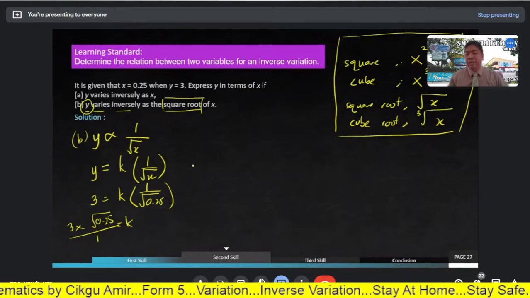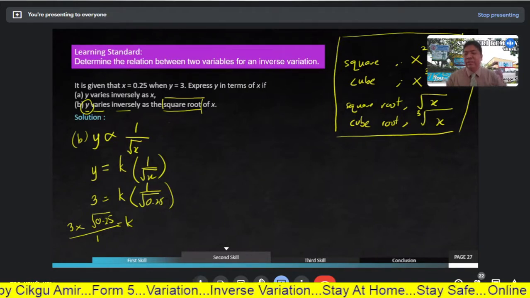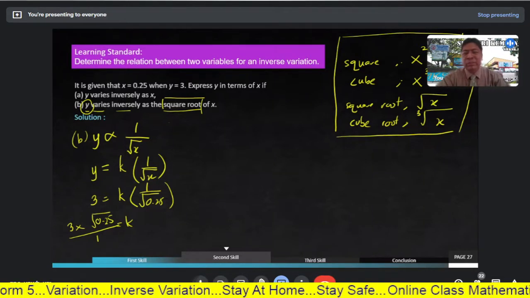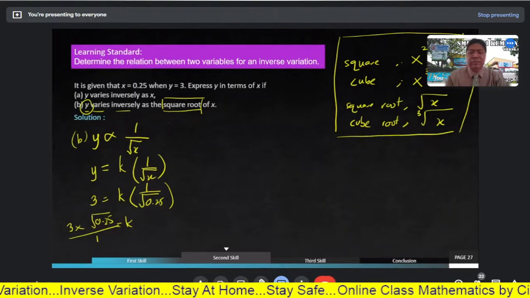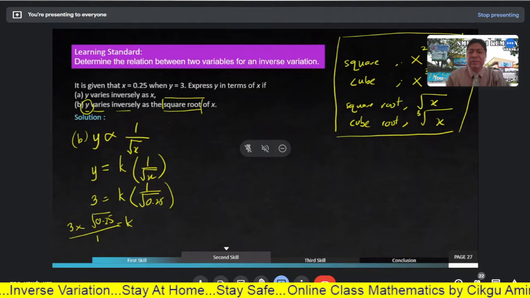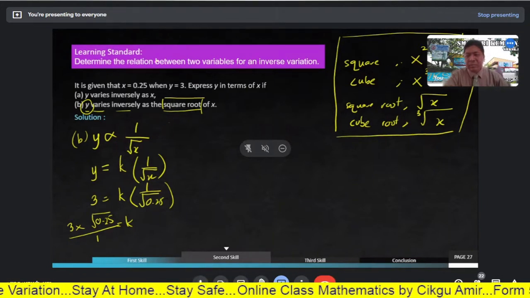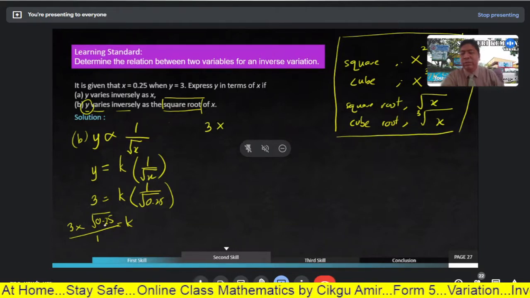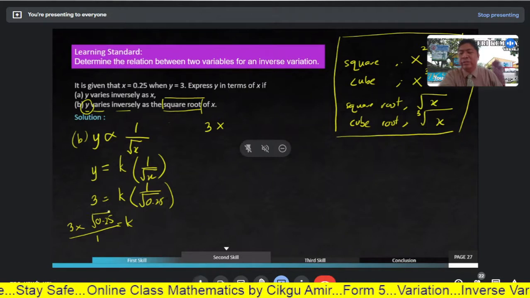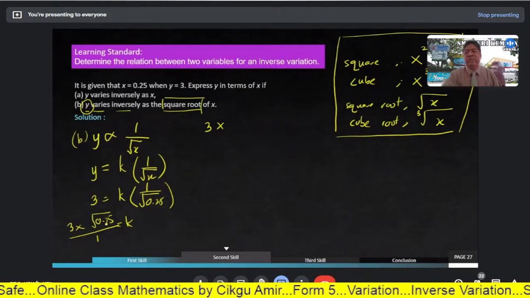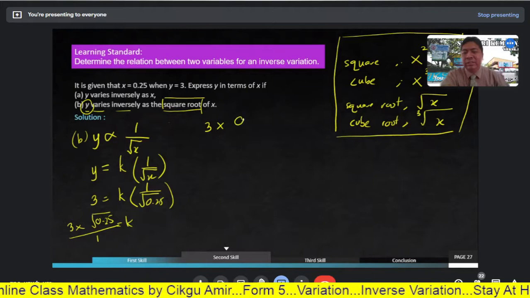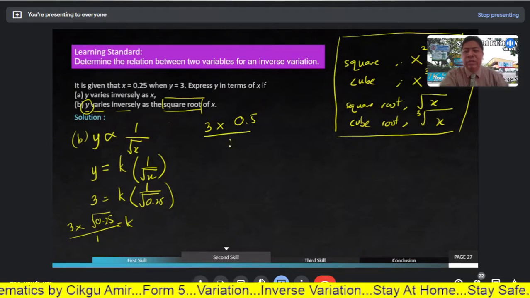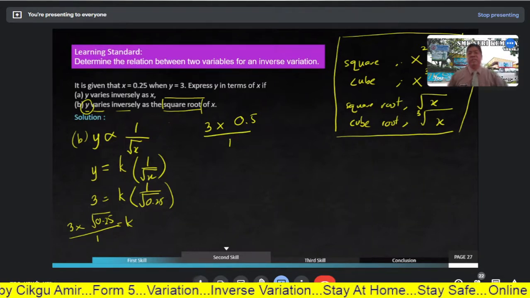Any question here? It's quite tricky. The operation is quite tricky here, but we solve it one by one. So 3 multiplied with square root of 0.25. Using your calculator, you will get 0.5. Divided with 1. This is k.